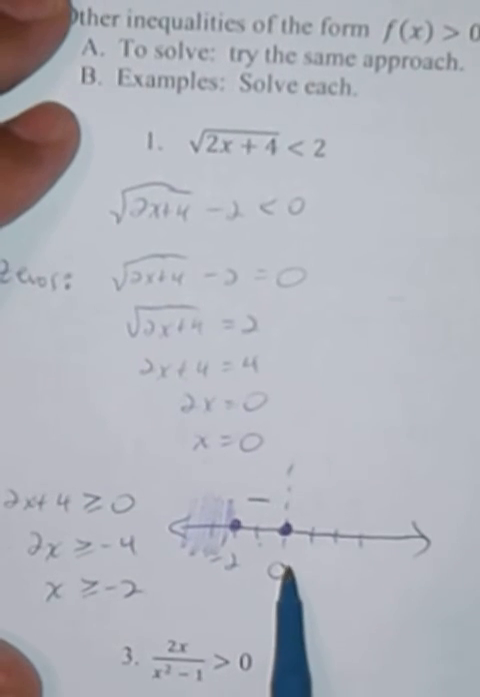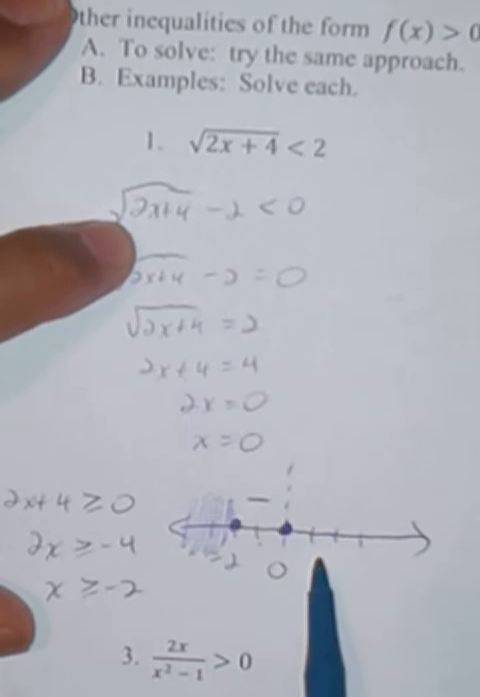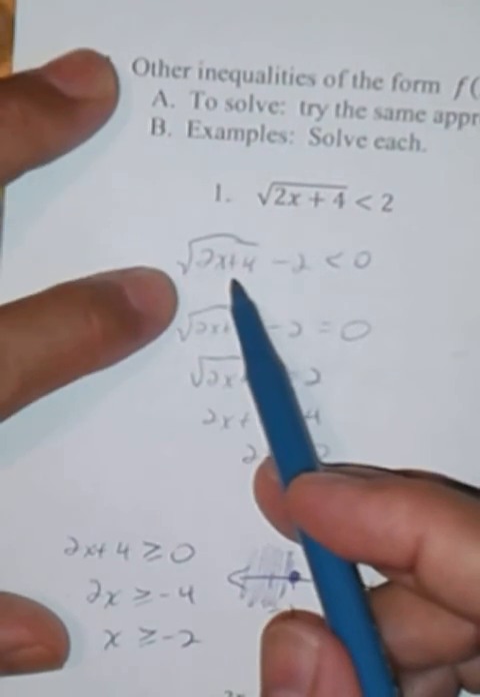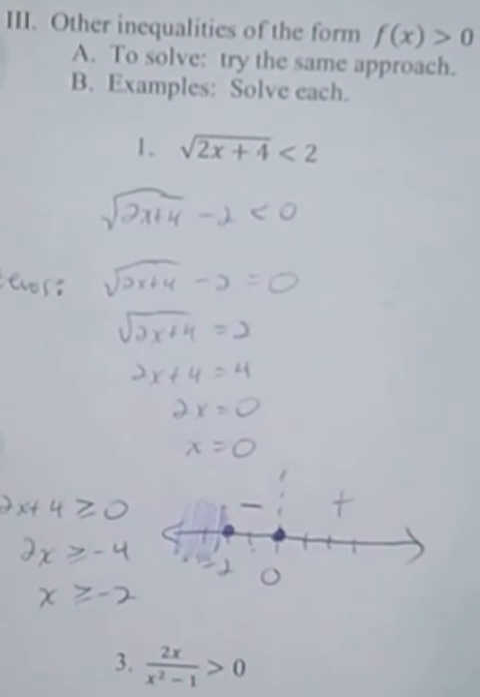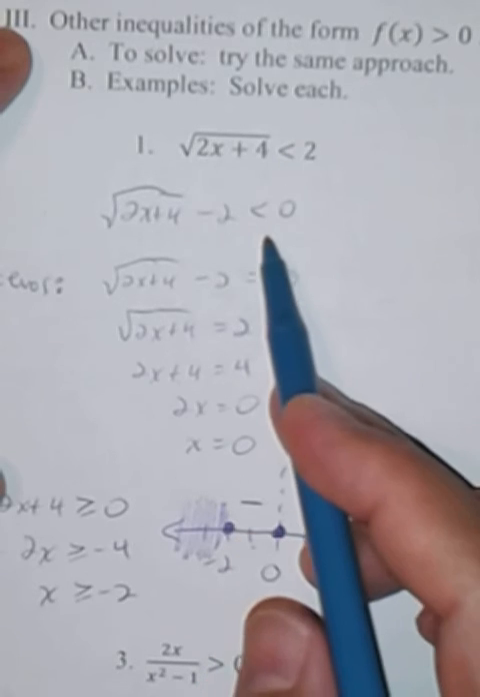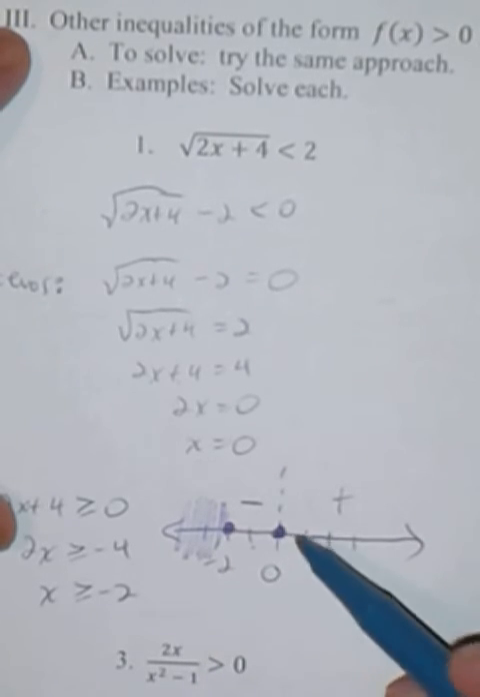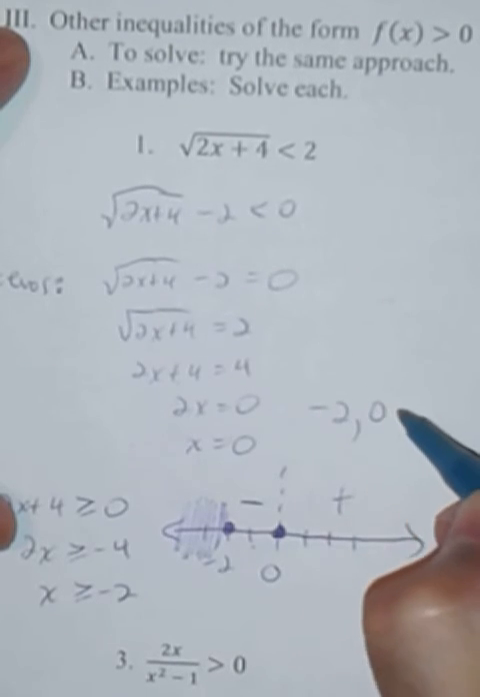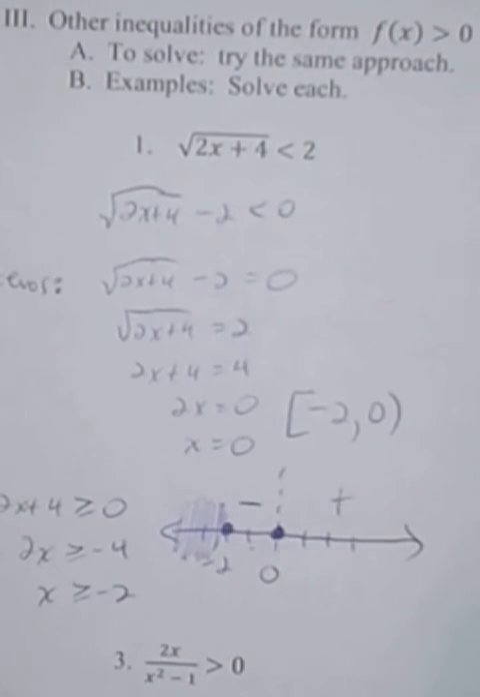And then from 0 on, let's pick anything really. Let's pick 100. So 204, square root of 204 minus 2 will be positive. So this is negative from negative 2 to 0, not including 0. So from negative 2 to 0, including the negative 2, not including 0.